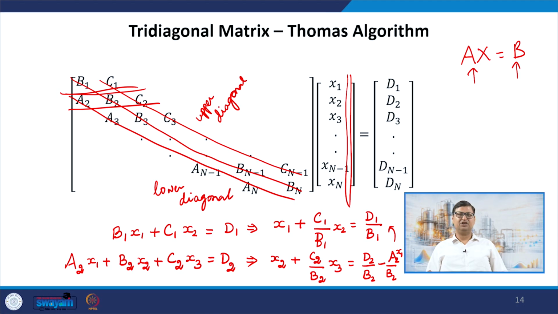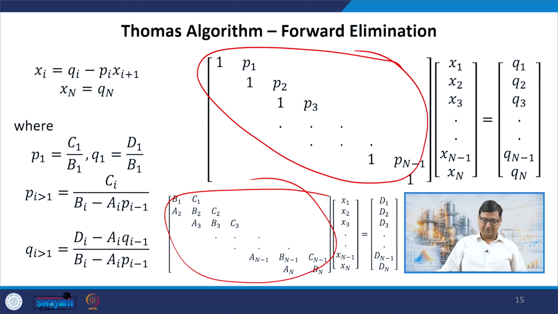Now once I have done this, I can go to the next line and I can get x3 as a function of x4 and x2, but x2 can be gotten from the previous step, right. So basically what this amounts to is I am now getting a matrix something like this, where it does not have the lower diagonal, right. And of course the coefficients are also modified, as I showed.